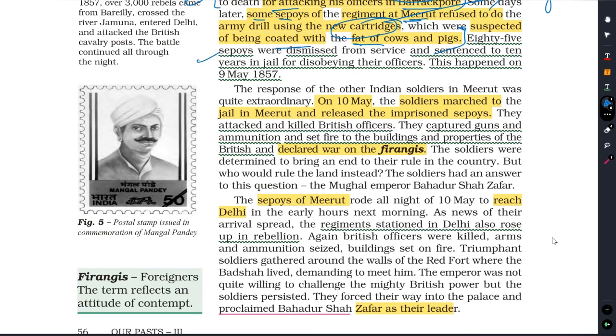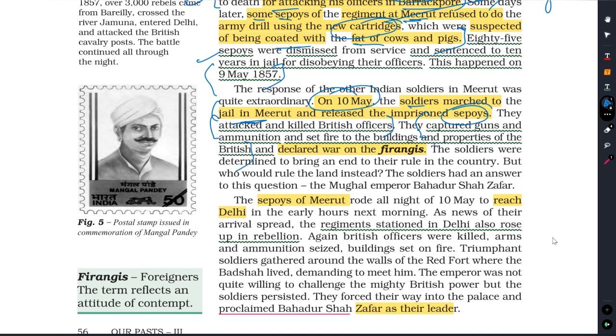Around 85 sepoys were dismissed from the service and sentenced to 10 years in jail for disobeying their officers. This happened on 9th May 1857. On 10th May, these soldiers marched to the jail in Meerut and released the imprisoned. Those who were in jail were released by these sepoys. They later attacked and killed the British officers. They also captured the guns and ammunition and set buildings on fire.